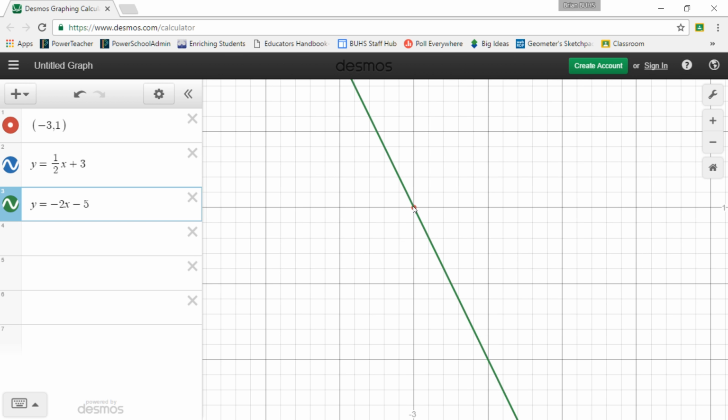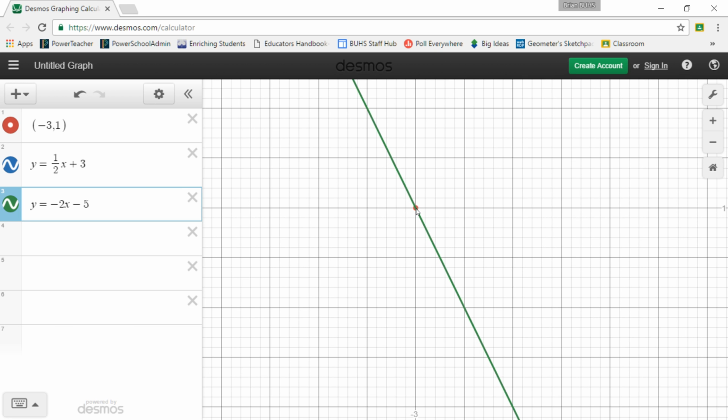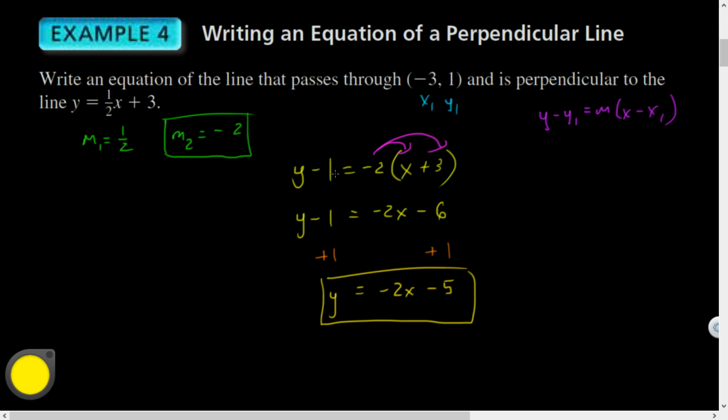Should we just spend the rest of class zooming in on this red dot? All right, yeah, you're probably right. That's probably not the best use of time. Let's do another example though.